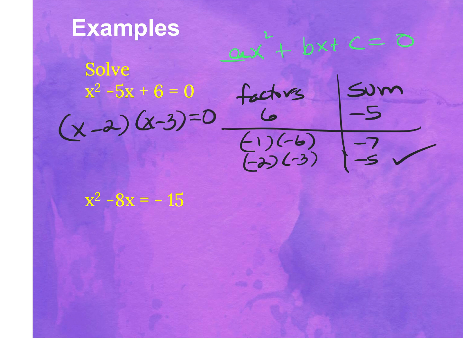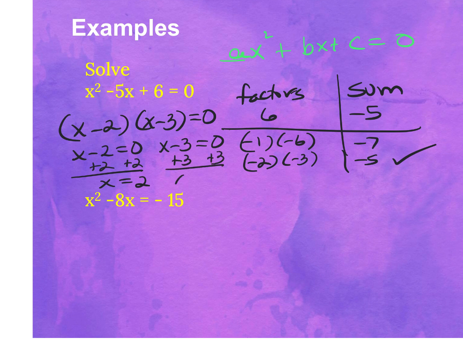Now, this is what we did last week. Now we have to take it one step further, and I set each of my binomials equal to 0. So x minus 2 equals 0, and then x minus 3 equals 0. I'm going to add 2. X equals positive 2, and then add 3 on this one, and x equals positive 3.